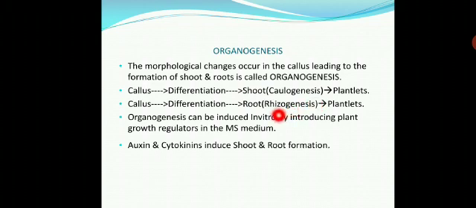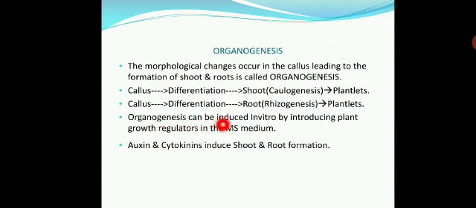Next is rhizogenesis. Rhizo refers to root. The root that develops from the callus is called rhizogenesis. With the help of the root, it can develop into a plantlet. That process is called rhizogenesis.